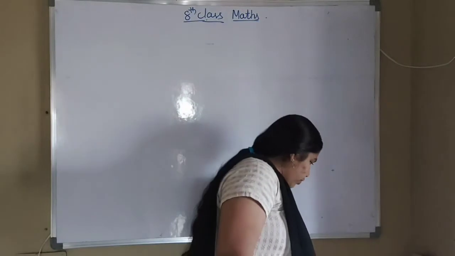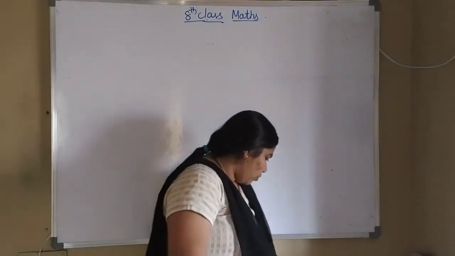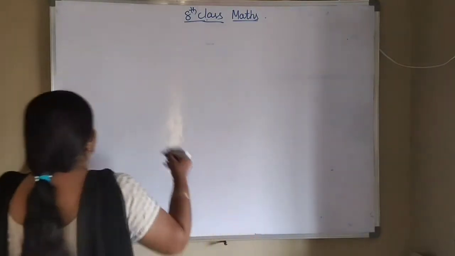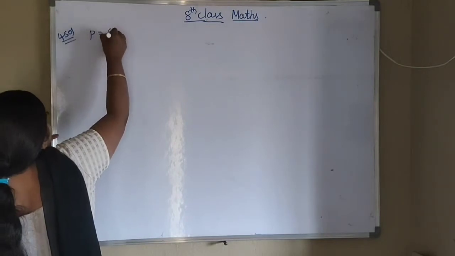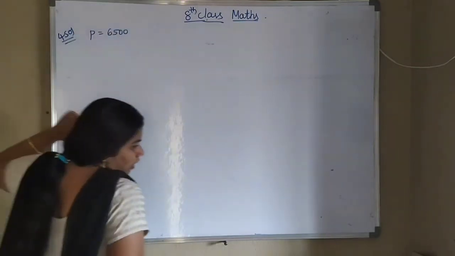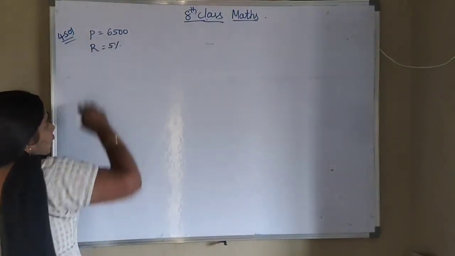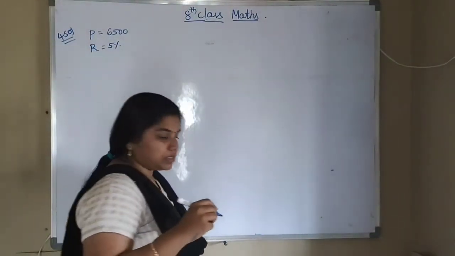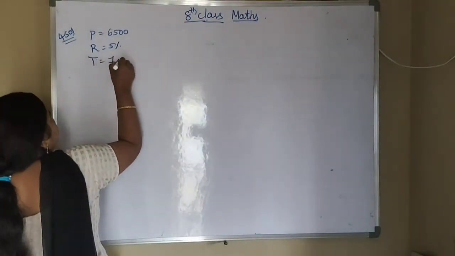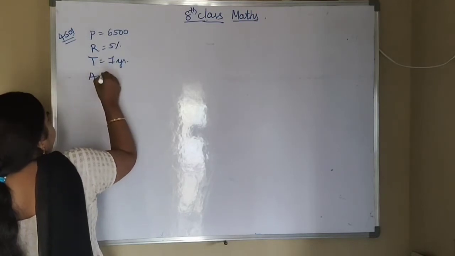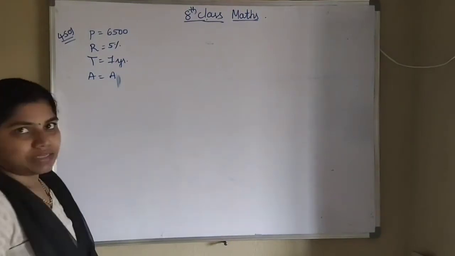So here first we have to find the amount value. What they have given is compound interest. The principal value is 6,500, and the rate of interest they have given is 5% for the first year. For the first year they are collecting 5%, and the time is 1 year. And what we have to find? We have to find the amount value. So I am taking the amount as A itself.